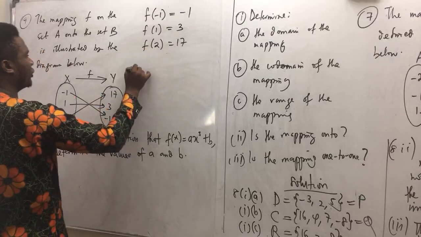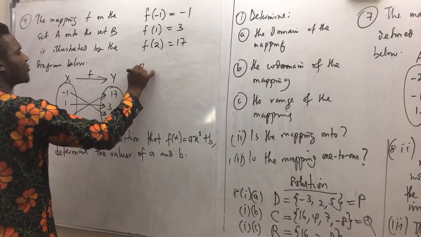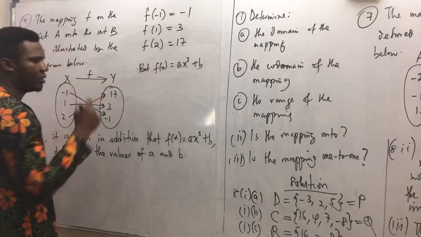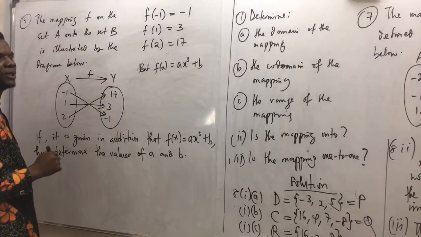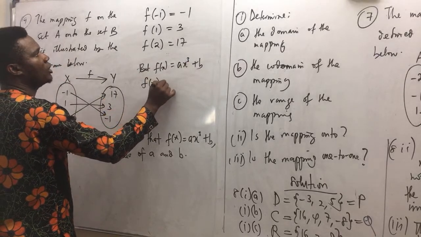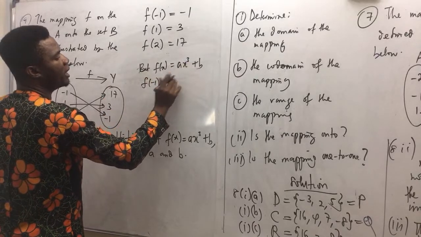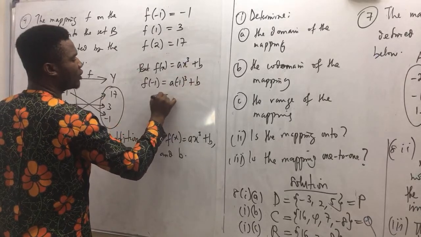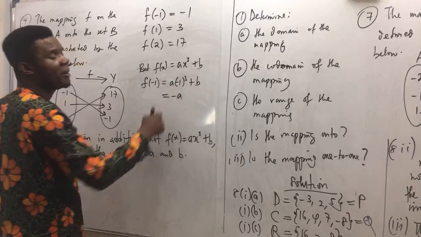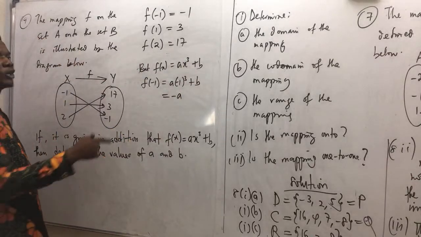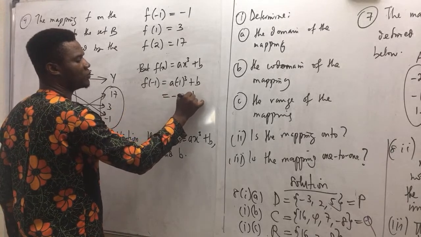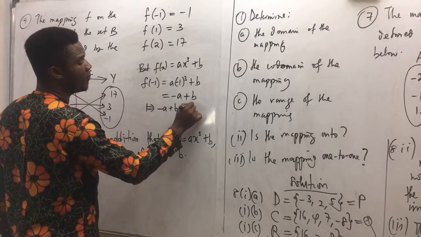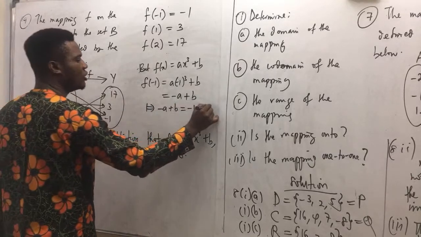Once you bring out this, you will start by writing that f of x is equal to ax cubed plus b. So if f of x is equal to ax cubed plus b, then f of minus 1 will be equal to a times (minus 1) raised to the power 3 plus b. That will give you minus a, because minus 1 raised to the power 3 is minus 1, and minus 1 times a is minus a. This will be minus a plus b. And that implies that minus a plus b is equal to minus 1. So you can call this equation 1.